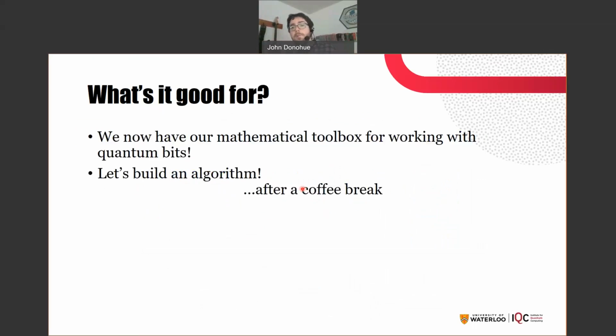Okay, so we now have our mathematical toolbox for working with quantum bits. What can we use it for? In the next section, we're going to use what we talked about today to actually build an algorithm. We're going to look at something called the Deutsch-Jozsa algorithm. We're going to solve a useless problem, but we're going to show that quantum mechanics can do it better than classical mechanics can. But first, I'm going to get a coffee, and I'm going to encourage you to do the same. We'll see you in the next video. See you there.